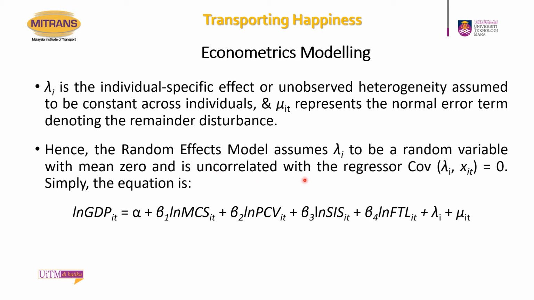The random effects model assumes lambda i to be a random variable with mean 0 and uncorrelated with the regressor. So that's why you see the covariance of lambda i and x it equals 0. And from this equation, you can see that the error term now becomes lambda i plus mu it.